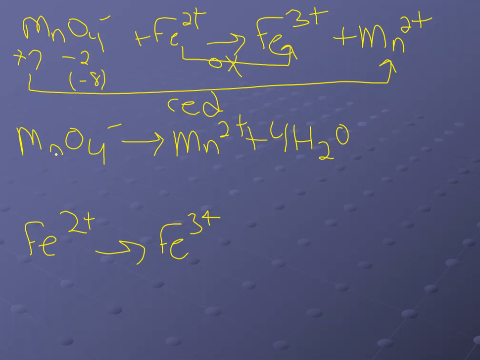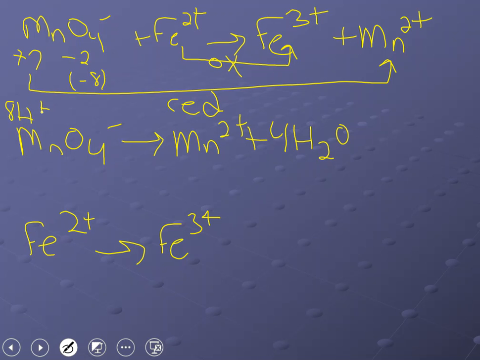And it's going to get kind of messy because I didn't leave room. I have 8 hydrogen here. I have none on this side, so I have to add in 8 hydrogen. So I'm going to put that up here, plus 8 hydrogen. And we add in 8 hydrogen ions. That's really important when we use this method.